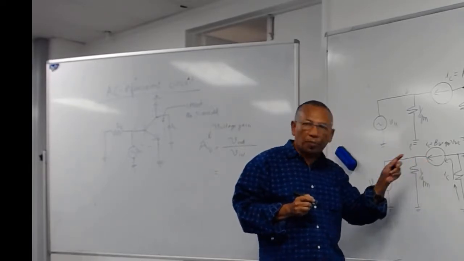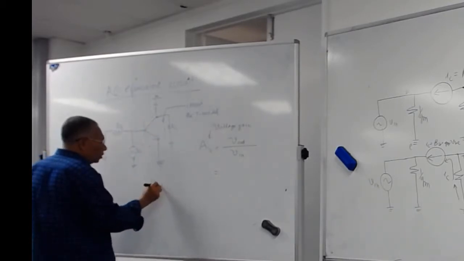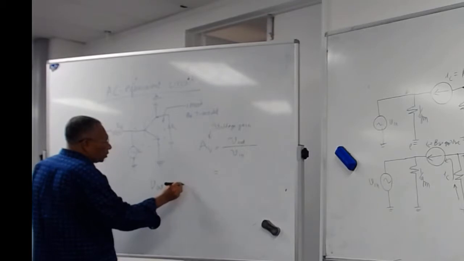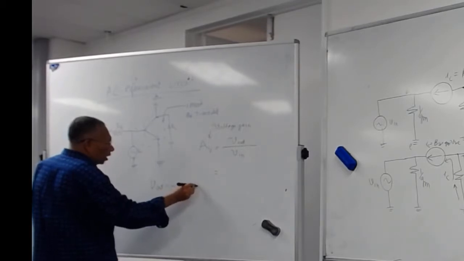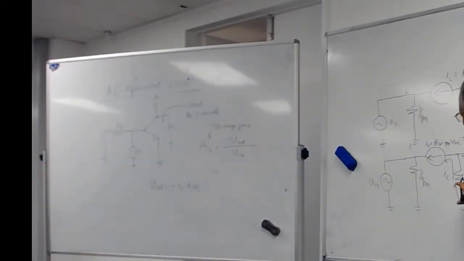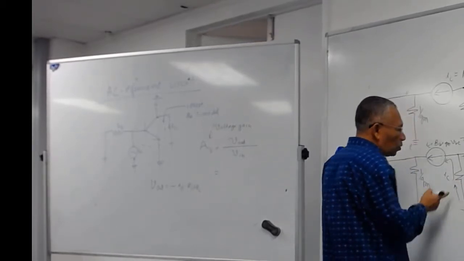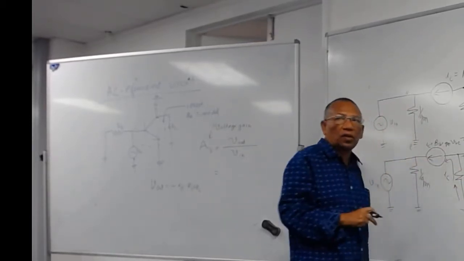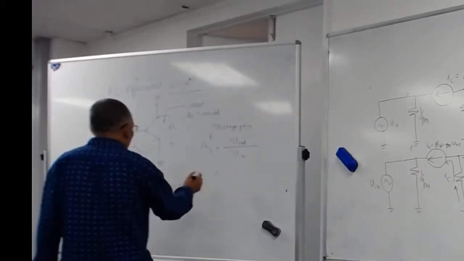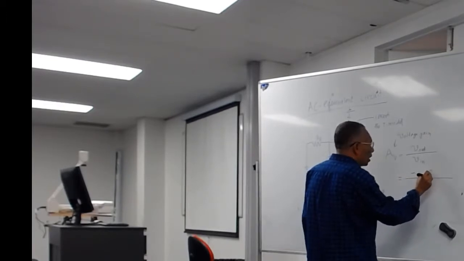So V out is the product of minus IC into RC in parallel with RL, because the current is going in the wrong direction as per our symbols. So V out is equal to minus IC into RC in parallel with RL. The current flowing in the wrong direction is IC, so the correct direction current is minus IC. So you put on top your V out, which is minus IC into RC in parallel with RL.